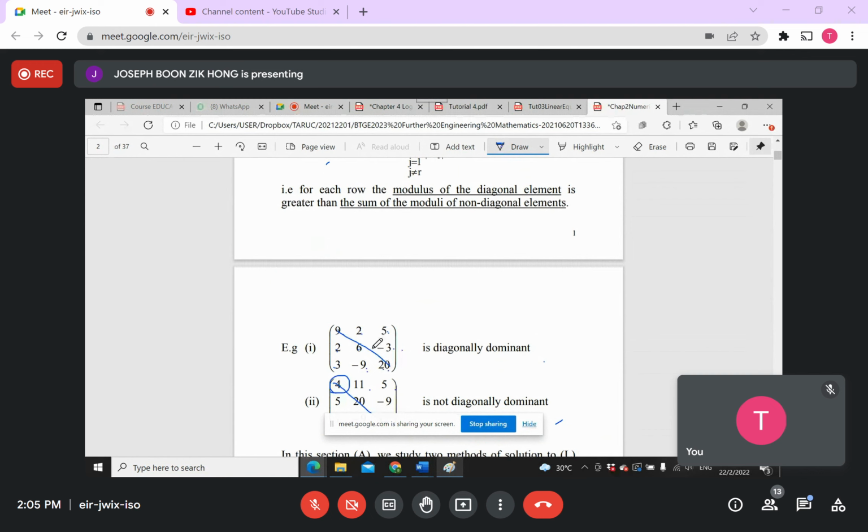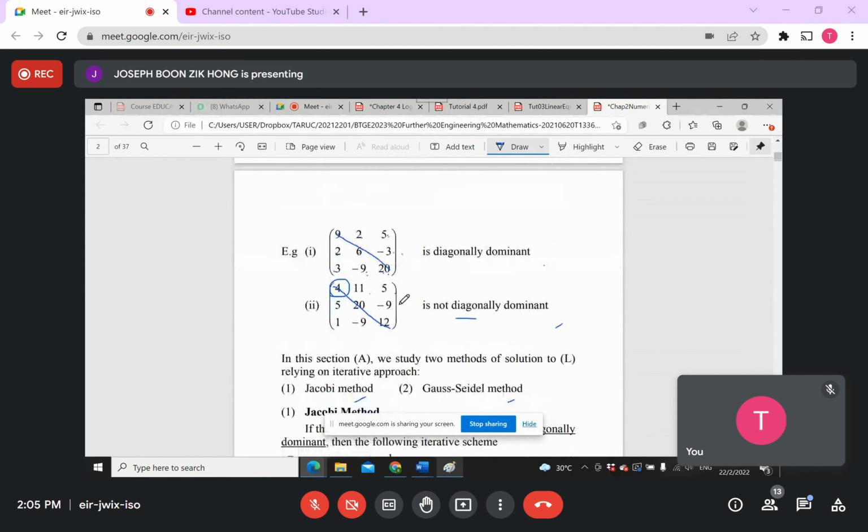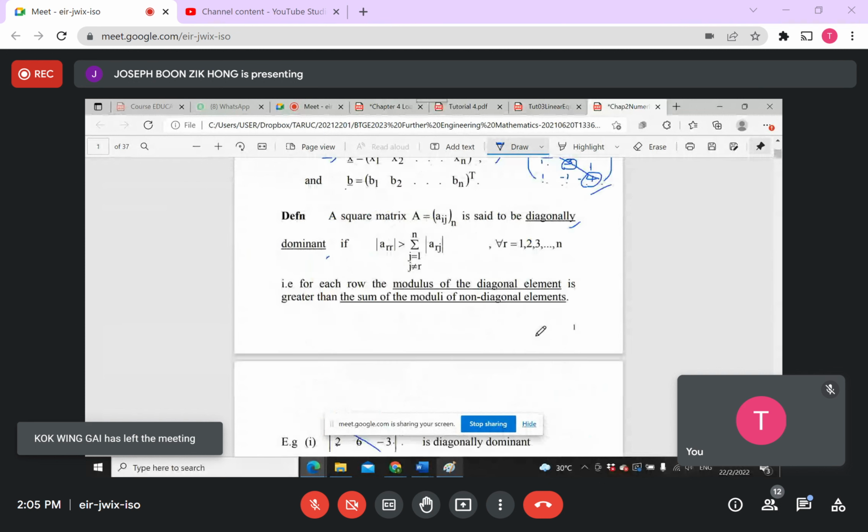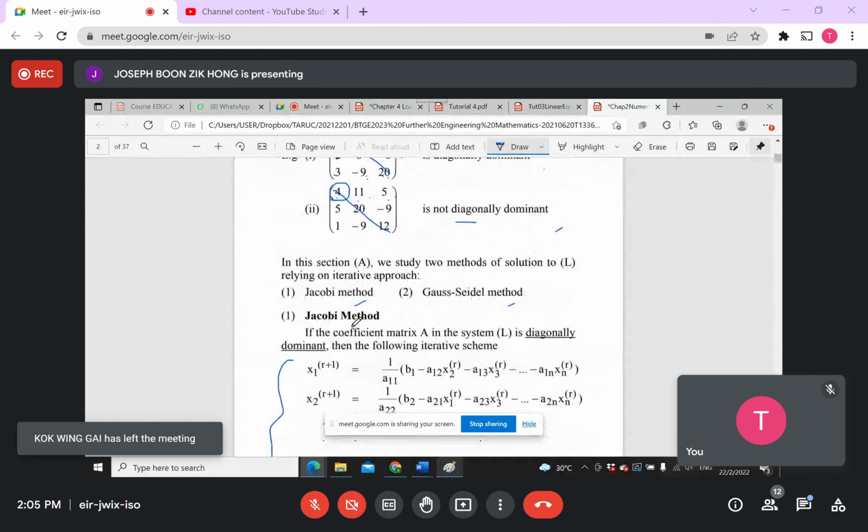Not diagonal dominant, for example this one: 4 is less than 11 plus 5. So it's very clear this is not diagonal dominant because 4 is less than this one. In order to solve this one, we have two methods. One is called the Jacobi method. One is called the Gauss-Seidel method.